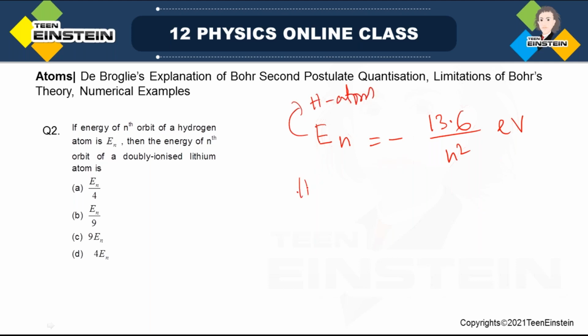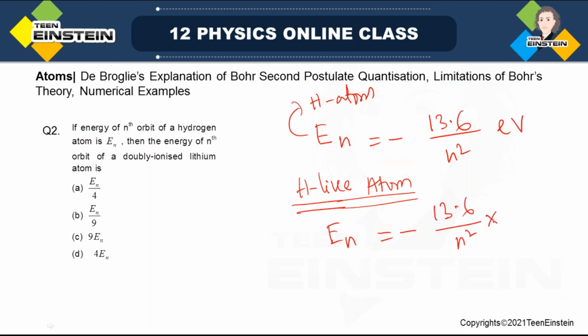Okay, for H like atom, hydrogen like atom, what should you write? What will be the modification in this energy? See, the modification will be En is equal to minus 13.6 by n square, along with that, it will be z square by n square. This is the modification you have to make for hydrogen like atom. If you put z is equal to 1, that will be hydrogen atom.